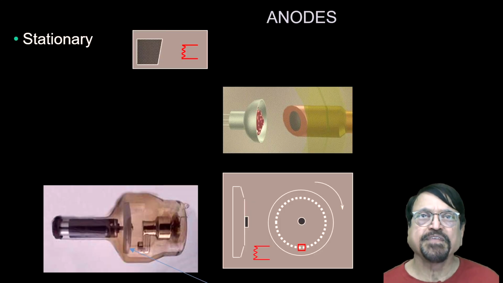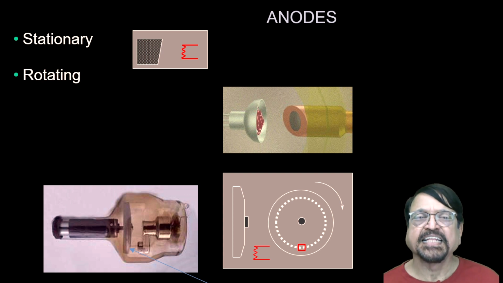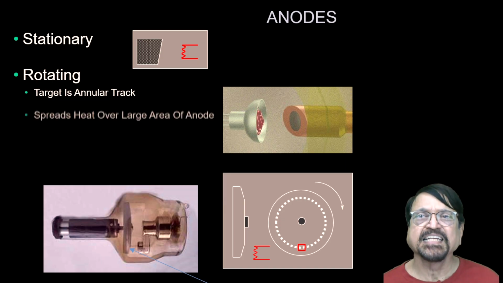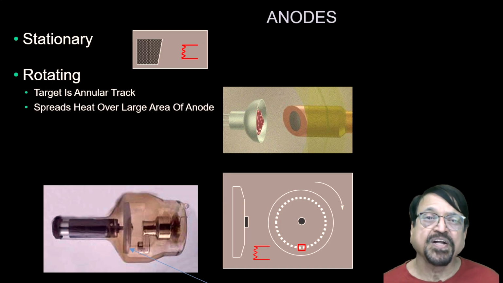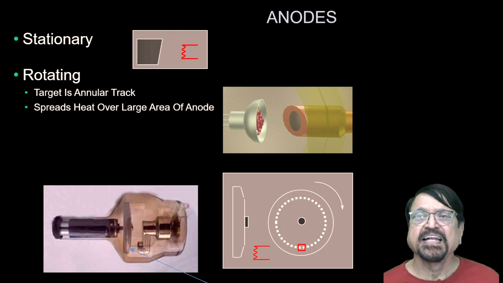Now there are two types of anodes. One is stationary, another is rotating. Stationary will have low heat dissipation, so it is used in a smaller unit like dental. It will be compact. Now the rotating will be better. It will have better heat dissipation, but it will be bulky in size. Then the target is an annular track, like in the diagram we have shown, that moves, that is rotating, and it spreads heat over a larger area.